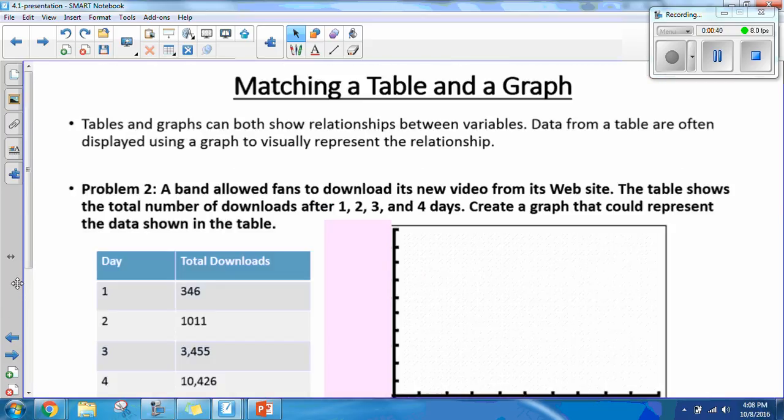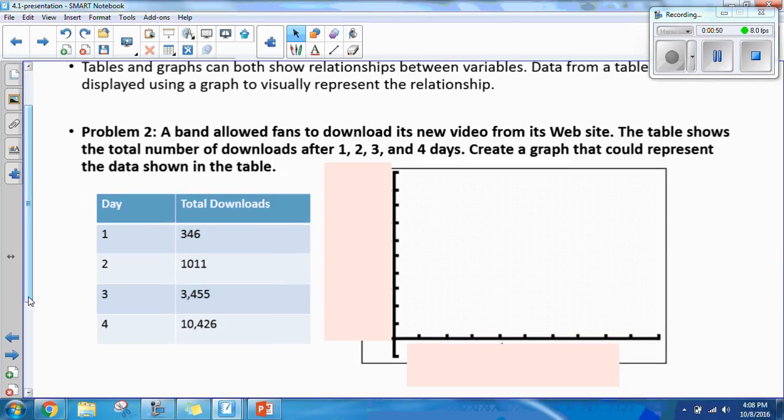Tables and graphs can both show relationships between variables. Data from a table are often displayed using a graph to visually represent the relationship. For example, a band allowed fans to download its new video from its website. The table shows the total number of downloads after 1, 2, 3, and 4 days. Create a graph that could represent the data shown in the table.